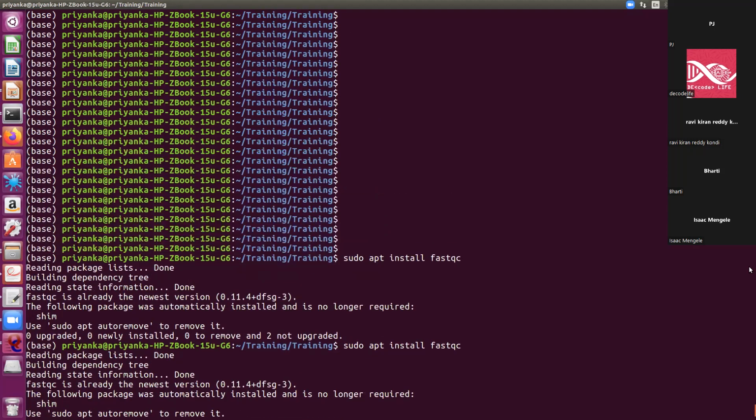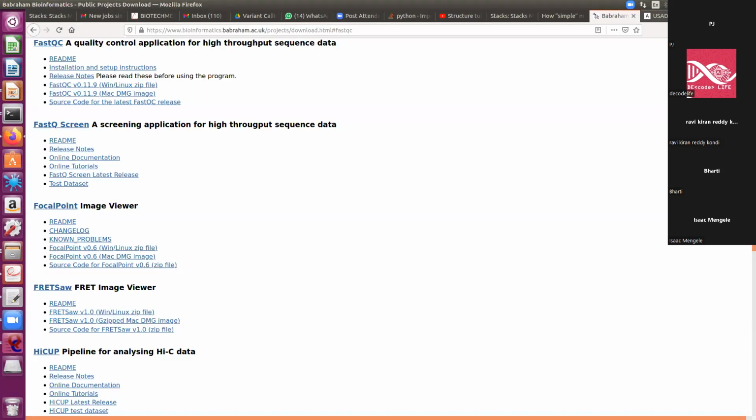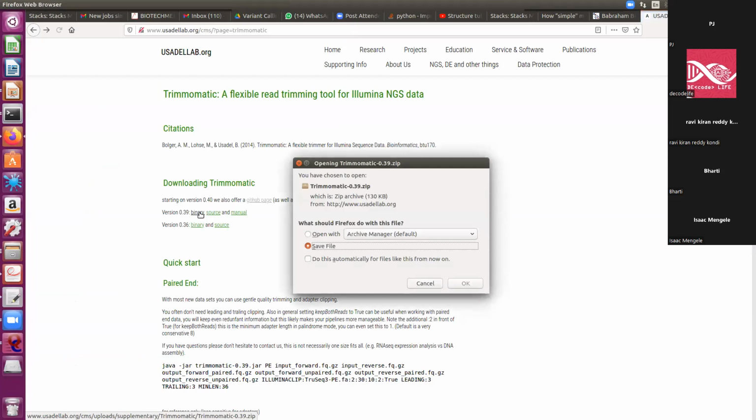So once you install the software, I've given you the link. The link is very simple. It's very easy to install. You just have to take these binary files, the source files, and then install it. It is a zip format and it will run.